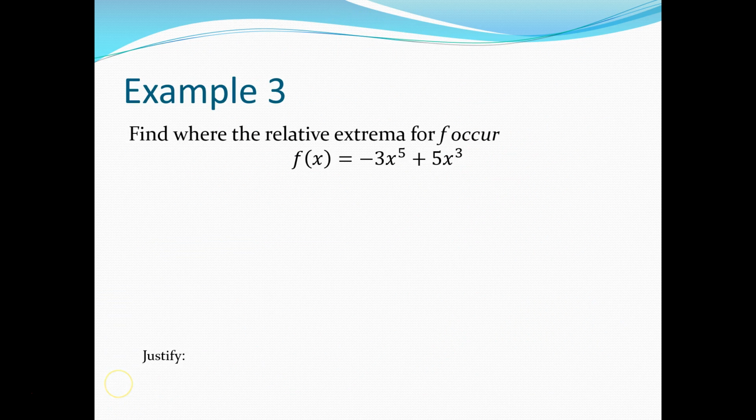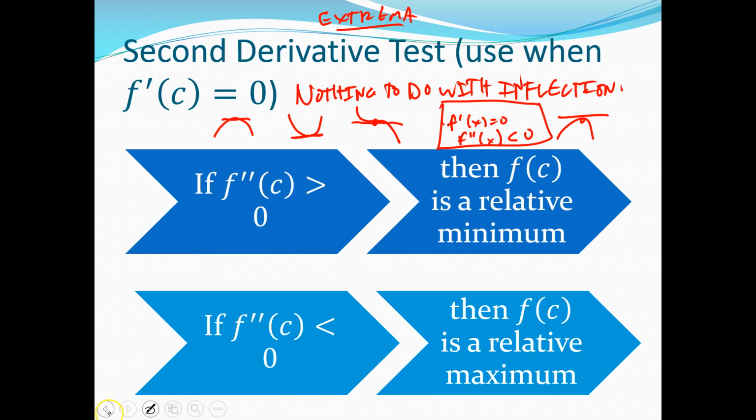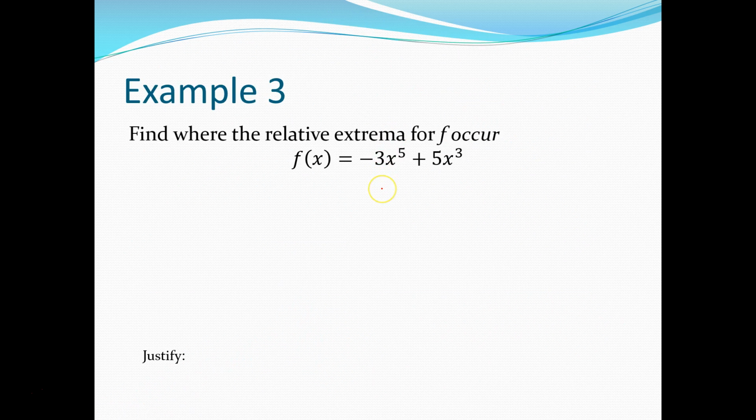Let's look at an example. So I've got a function here, it's a polynomial. They want to find the relative extrema now. And we're going to use the second derivative test instead of having to do that rigmarole of the number line. So let's find f prime of x. That's negative 15x to the fourth plus 15x squared. Looks like we can factor that.